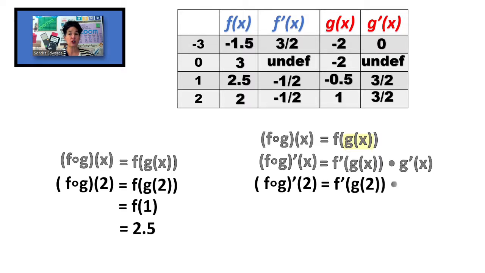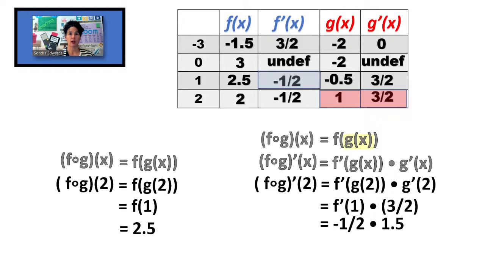Now I'm going to substitute in 2, go to my table, and I can find the answer to g of 2. G of 2 was 1. I can also find the answer of g prime of 2. That was 3/2. Now I'm ready to find the answer to f prime of 1. Okay, and looking there in the table, f prime of 1 was -1/2. Now if I take -0.5 multiplied by 1.5, I get -0.75.